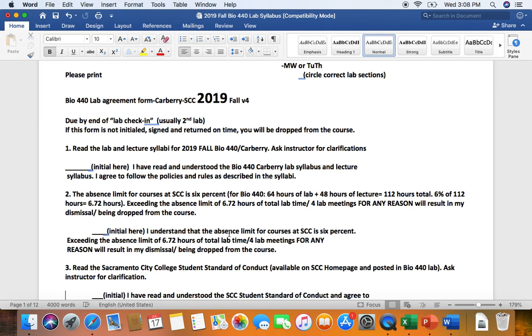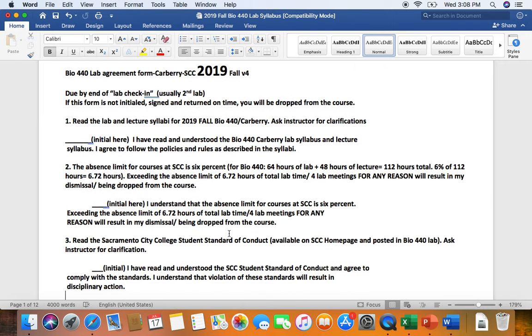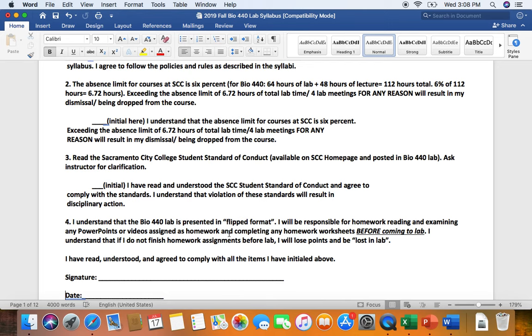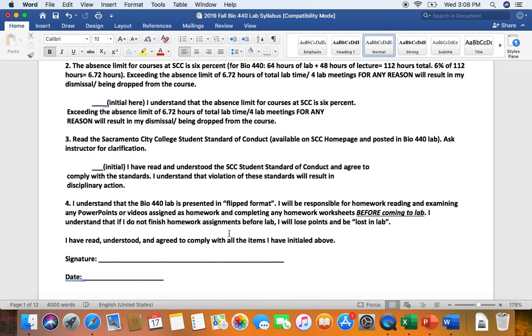Make sure that you read the Sacramento City College Student Standard of Conduct description. And also very importantly, do recognize that we're presenting the Bio 440 lab in a flipped format, which means you're going to be doing homework reading, viewing PowerPoints, coming into lab already prepared, already having a foundation of the basic principles of the lab experiments we'll be doing. And it's important that you do this homework, otherwise when you come into lab you truly will be lost. And that's a miserable experience, and it's not good use of your time at all.